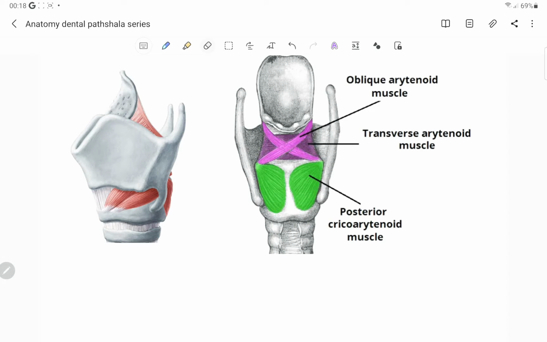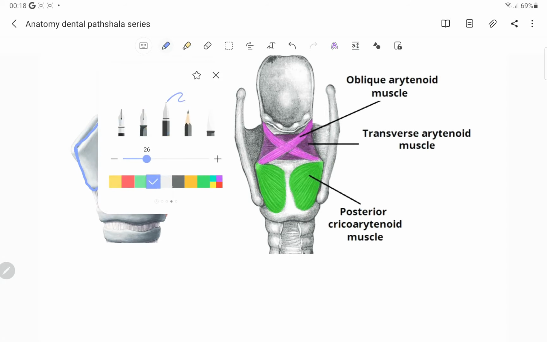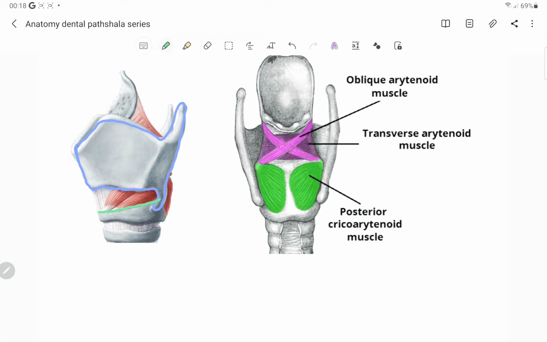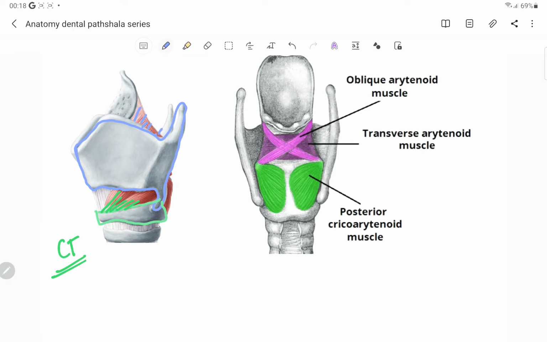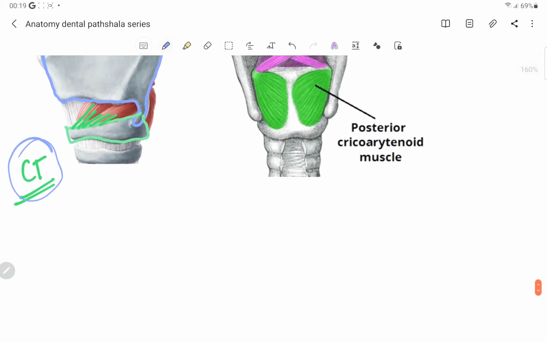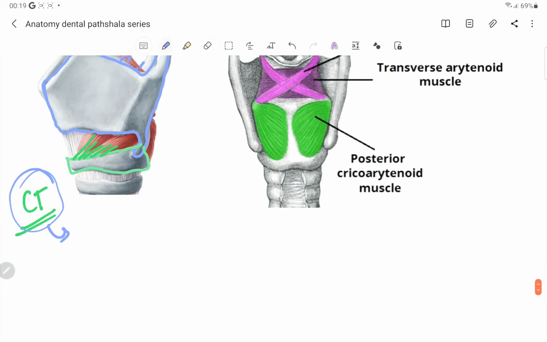So guys, now you can appreciate that this is the thyroid cartilage from the side view, and you can also appreciate the cricoid cartilage. So the muscle originating from the cricoid cartilage, inserting into the thyroid cartilage, will be known as cricothyroid muscle. Originating from the cricoid cartilage, inserting into the thyroid cartilage, is our cricothyroid muscle. And we know that cricothyroid muscle is supplied by the external laryngeal nerve.